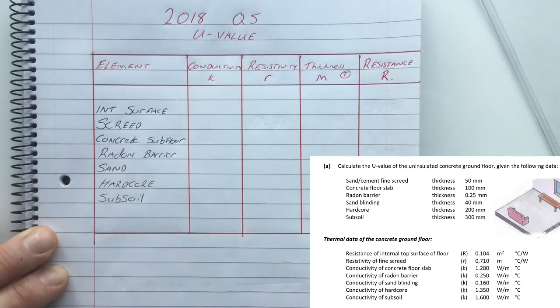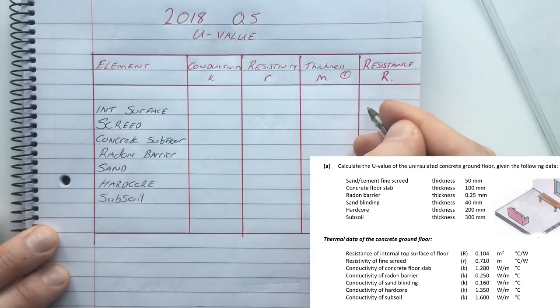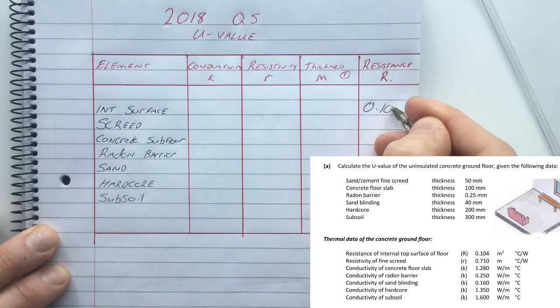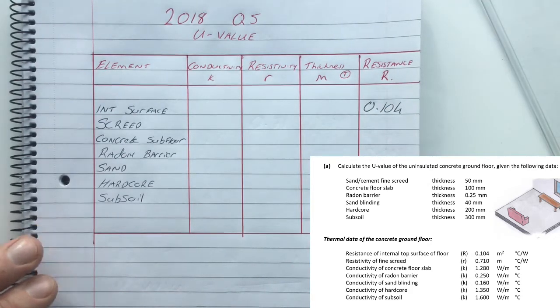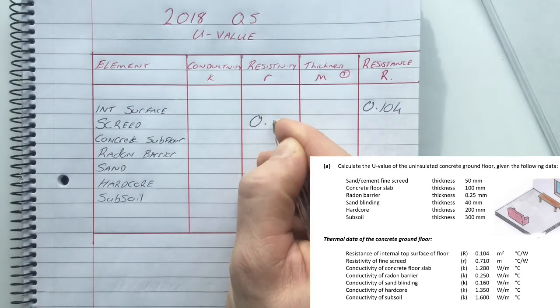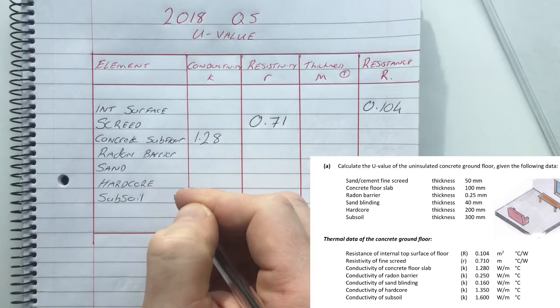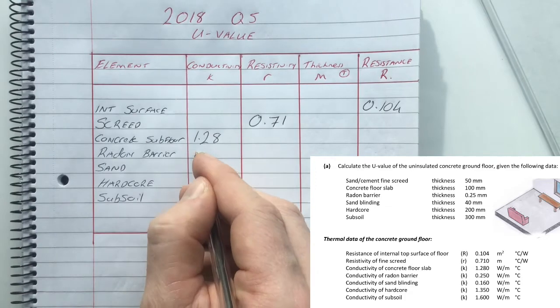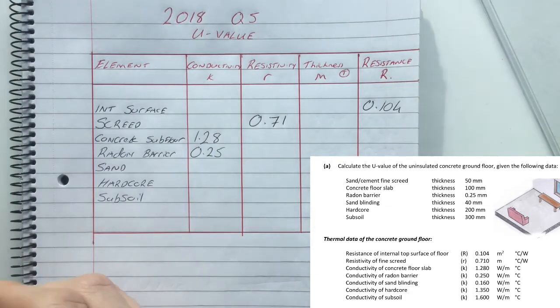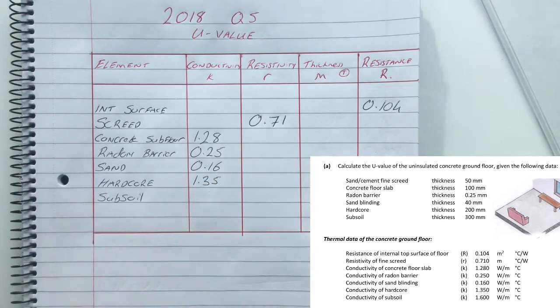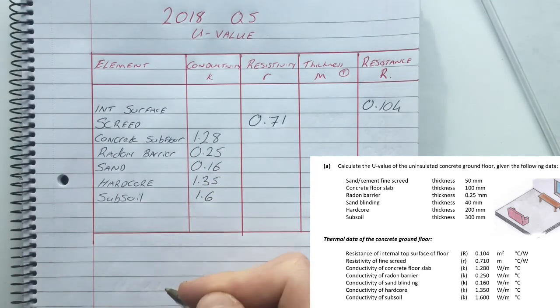Each of these has a unit associated with them. The easiest one to first of all input is the capital R, which is resistance. That's the resistance of the internal air resisting heat going down into the ground. All other elements have an associated number with them. These are either a conductivity value or a resistivity value. These can be found in the thermal data, whether it's a small r or a k. These are inputted into the appropriate columns.